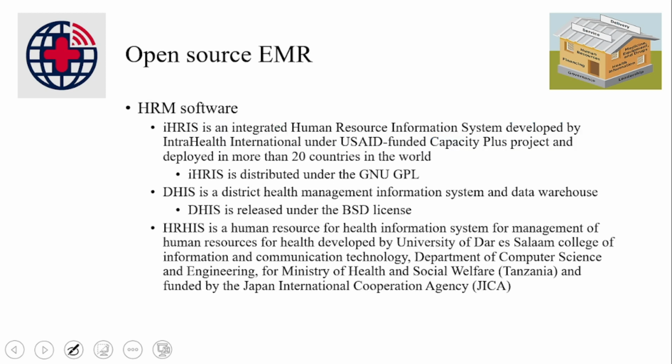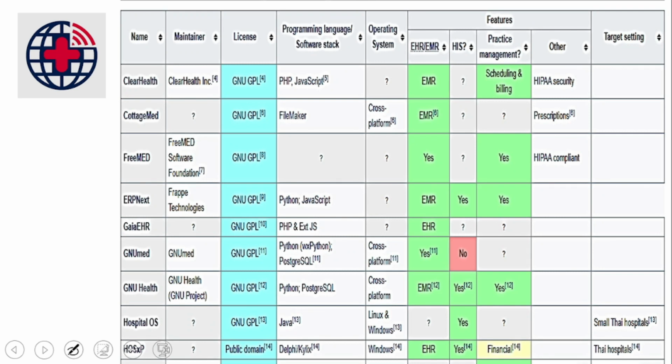You can use it if you are a young startup. Other than that, there are other human resource management softwares, for example iHRIS developed by USAID. All of these are available on GitHub. Then on top of that, there are other EMRs that are freely available, and you can look at whether or not they are HIPAA compliant. HIPAA compliance is a big issue when it comes to EMRs.